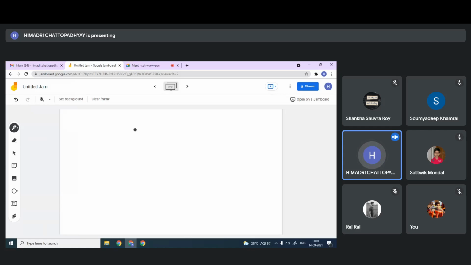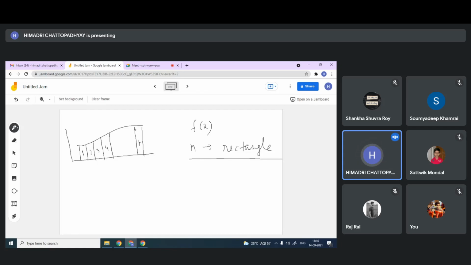This I've already covered, but as I said, let's say this is a function. It starts from here and ends here, so you have f(x). The simple thing is you can divide it into rectangles 1, 2, 3, 4. There are say n rectangles, where n is the number of rectangles, and the last rectangle is the nth. Now what you can do?